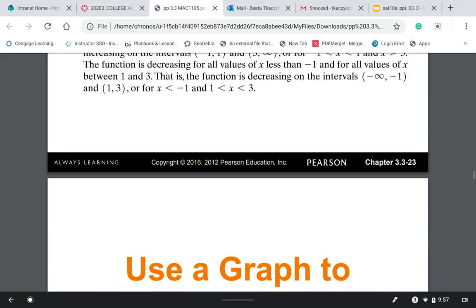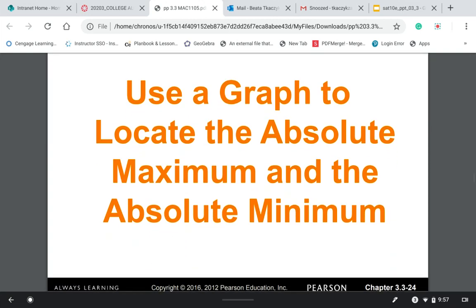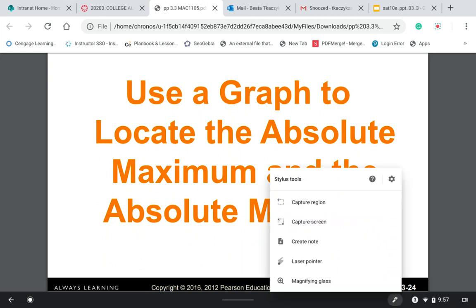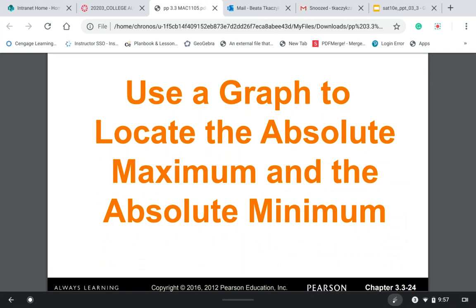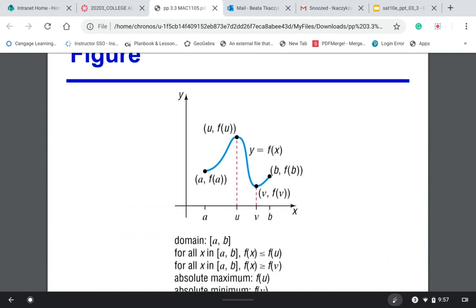Before I finish my first recording on local maximum and local minimum, here we're going to talk about absolute maximum and absolute minimum. So absolute maximum is the highest point on the graph. In this case, this point, u and f of u, is the absolute maximum.